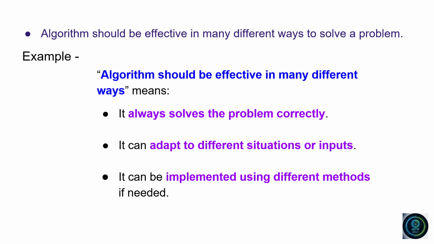Then your algorithm can be implemented using different methods if needed, like bubble sort, quick sort, and merge sort. There may be different methods you can use. So your algorithm should be capable enough to be implemented using different methods. Those methods you will learn at later stages.